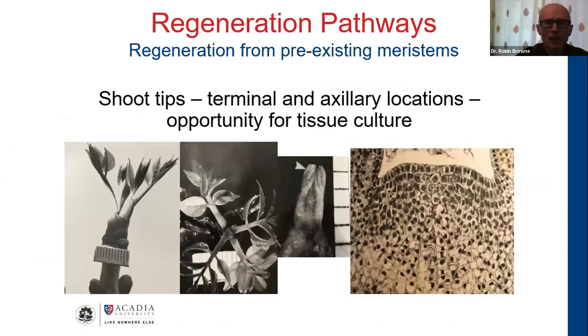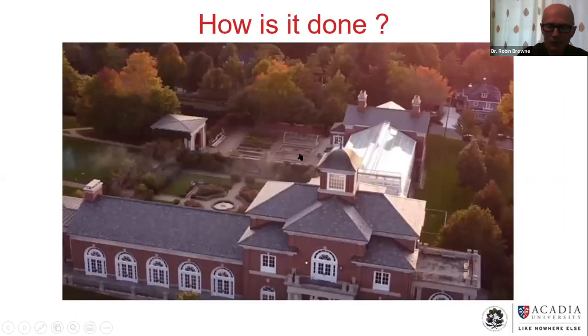positions. I just want to follow up on the pre-existing meristems. The reason why I want to do this is because this is a typical strategy for tissue culture-based regeneration from woody plants. So pre-existing meristems would be your shoot or your root meristems. I'm referring to the shoots at this point.